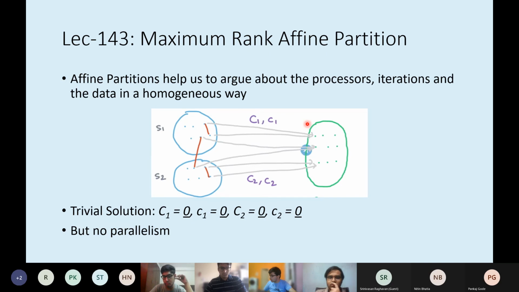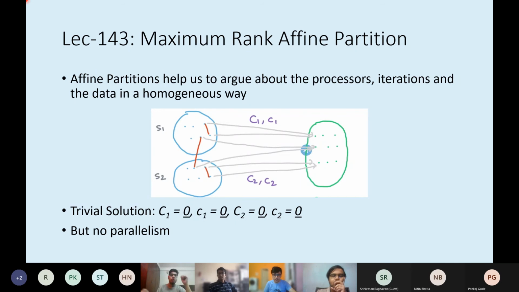Moving on to lecture 143. It's about the maximum rank affine partition, which we want to find. Affine partitions help us to argue about the processors, iterations, and the data in a homogeneous way. Because the iteration space was expressed as an affine function of the iteration variables, and the data that we're accessing are also affine accesses, it's better to express the processor space also as affine functions of the iteration, so that we can keep our analysis homogeneous.